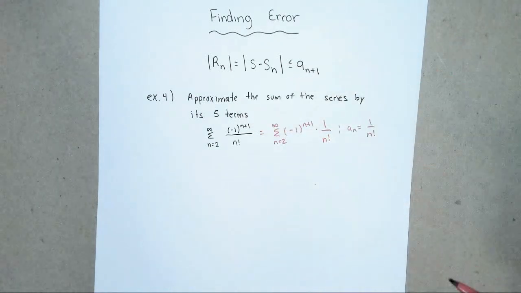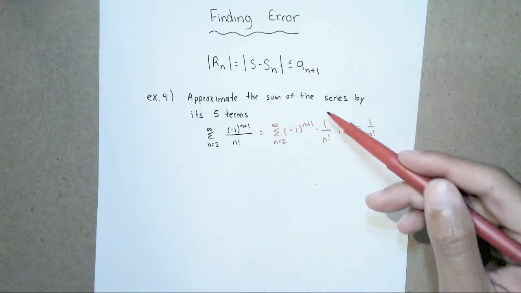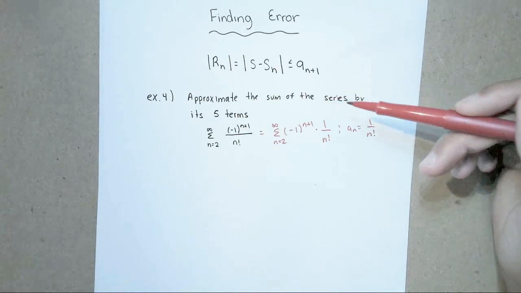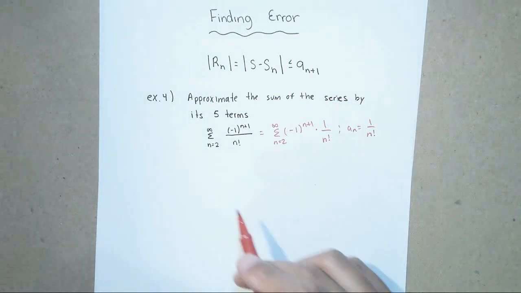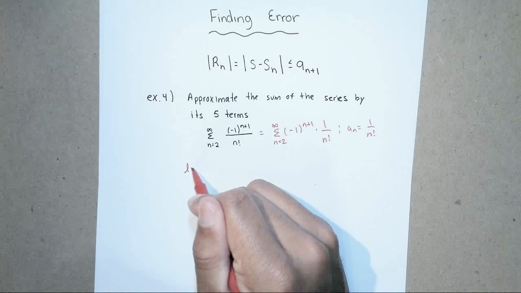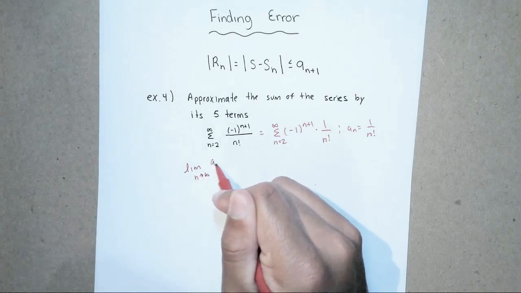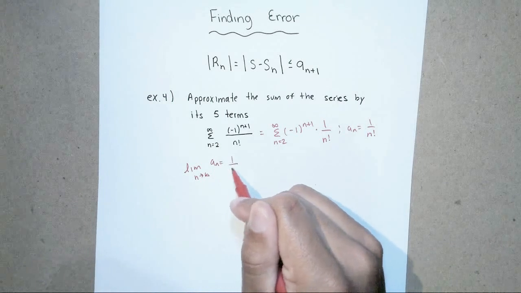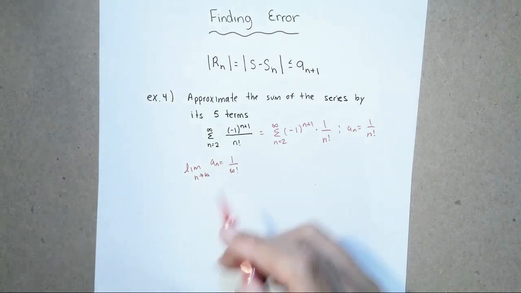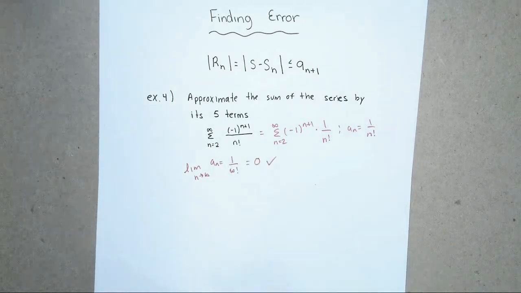So when you notice this, the first thing you have to do in order for us to actually determine the error, it has to pass the alternating series test. So once I found a of n, the limit as n approaches infinity of a of n is going to equal 1 over infinity factorial, which is definitely going to give you 0, so this checks off.